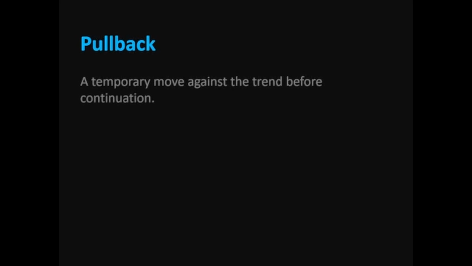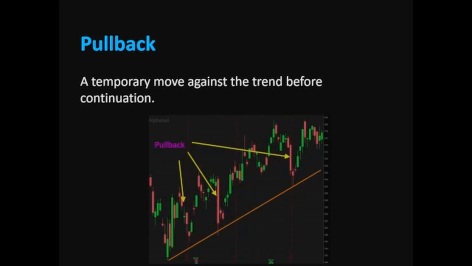Now let's talk about pullbacks. I love pullbacks personally because this tells me a temporary move against the trend before continuation. This image below shows an orange trend line with pullbacks coming back to test that trend line. As you can see, whenever we come back from an upward move, that's what we call a potential pullback to where we can look to add to a position or hop in on a position.